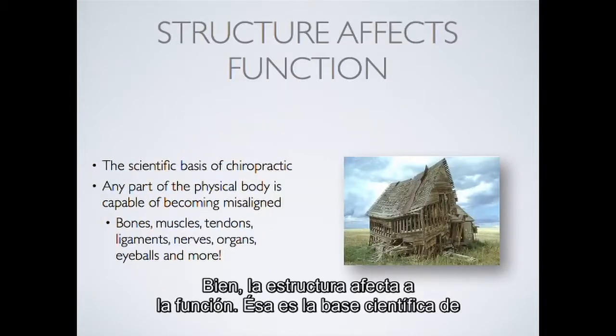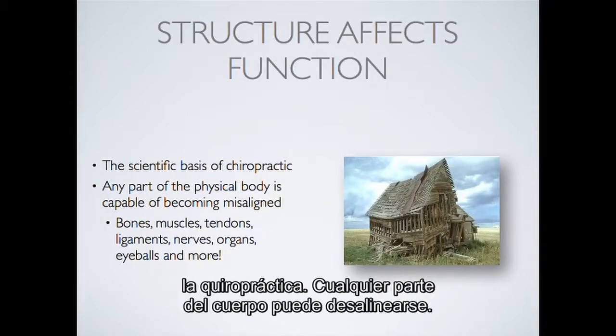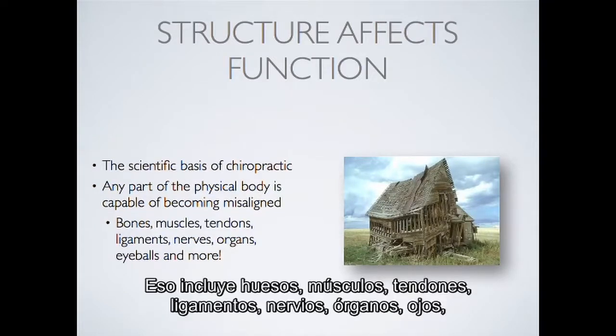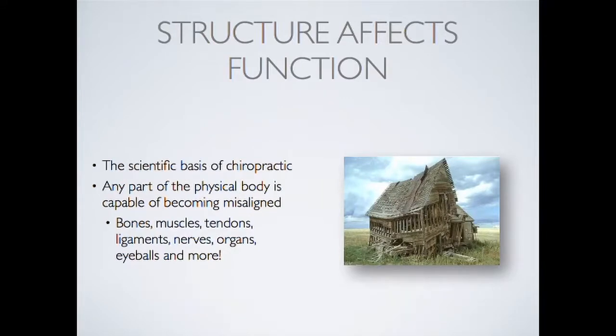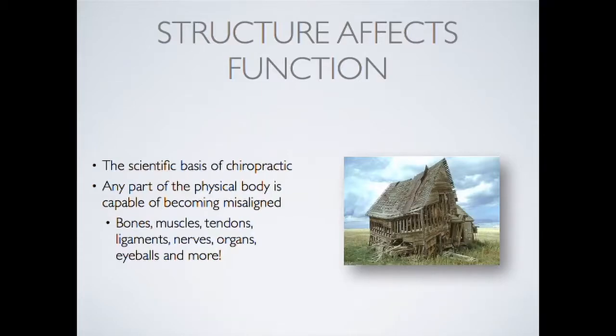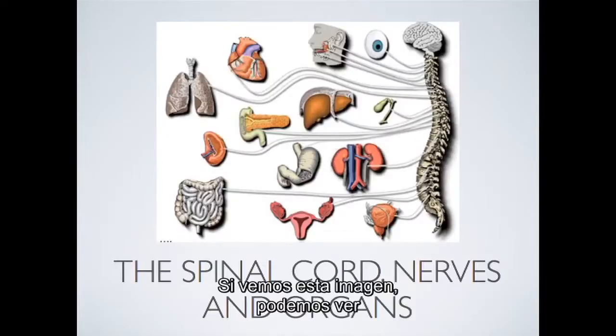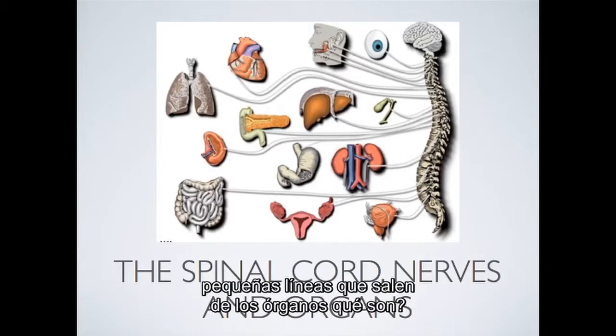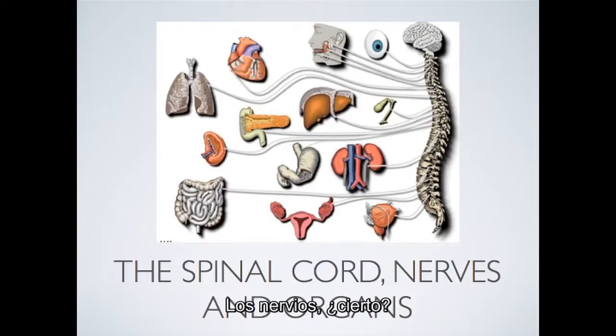Well, structure affects function. That's the scientific basis of chiropractic. Any part of the physical body is capable of becoming misaligned, though. And that includes bones, muscles, tendons, ligaments, nerves, organs, eyeballs, like we've talked about, the brain, the heart. Anything can become misaligned. So if we take a look at this picture, we can see the brain at the very top on the right, and then all the organs, and the little lines that are going out to those organs are the what? The nerves, right?